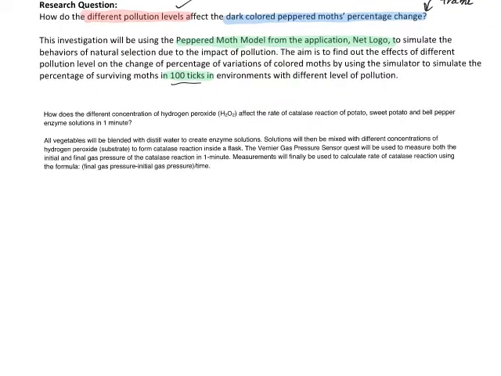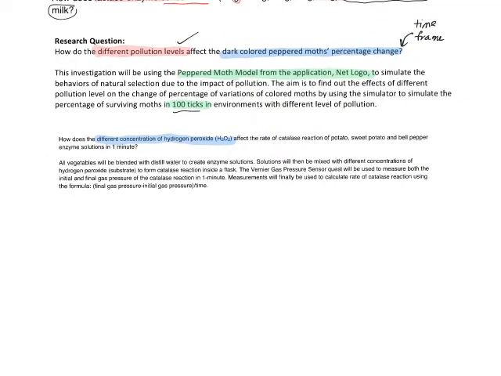Okay, how do different concentrations of hydrogen peroxide, there's your independent variable, affect the rate? Let me switch colors. I'm trying to stay at least somewhat consistent. Okay, so this is pink. And then affect the rate of catalase reaction. So there's your dependent variable. And I like that they're being nice and specific. They're telling us the specific organisms they're looking at, and they're looking at the time frame of 1 minute. And then they give us a little bit more information, the piece of equipment they're using, even the formula that they're going to use. That's very nice and specific.